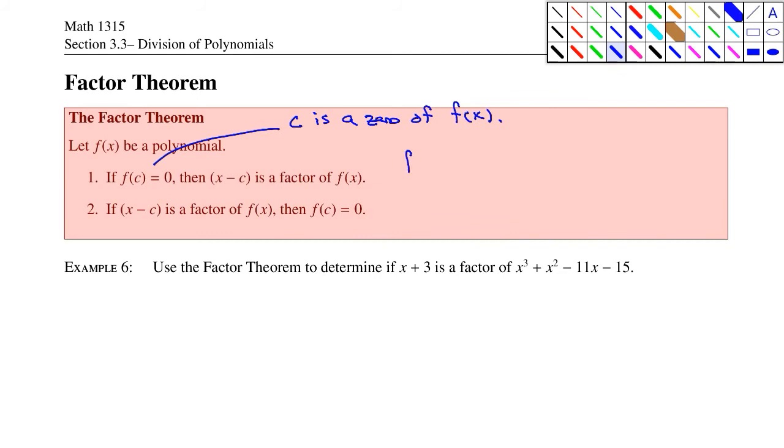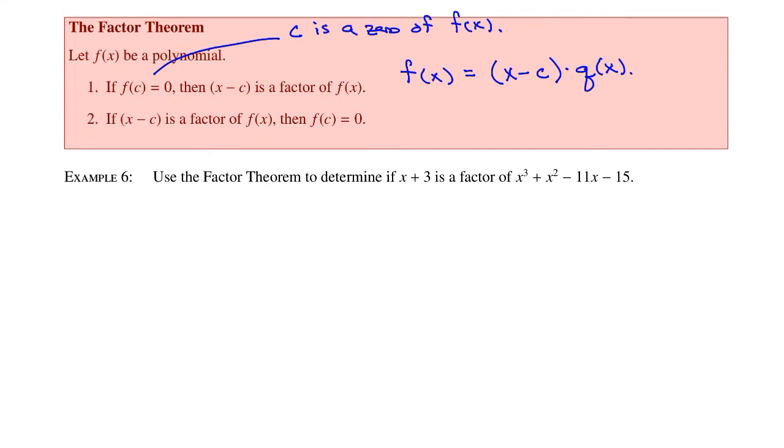Saying that it's a factor means that it's one of the factors where we can break f apart. We can say f of x is equal to x minus c times another factor, q of x. I use q for quotient. Part 2 of the factor theorem is the exact opposite. It's the converse. It says if x minus c is a factor of f of x, then f of c is equal to 0. So these go both ways. If you want to be able to factor f, all you've got to do is find its zeros. And if you know its zeros, then you know how to factor f.